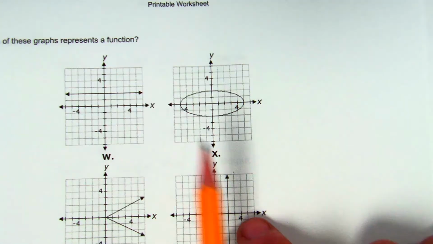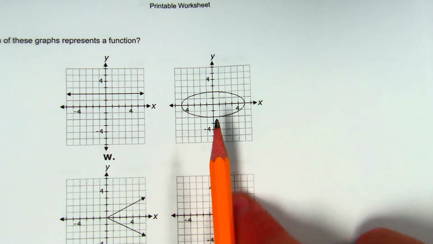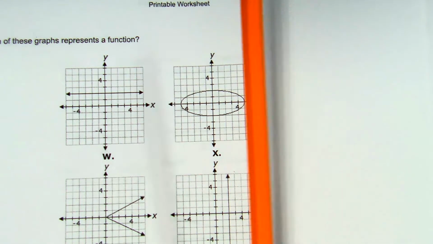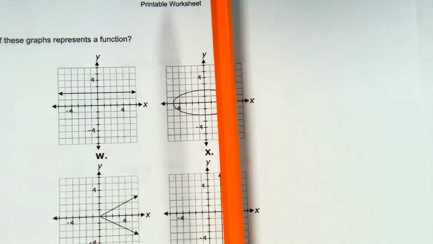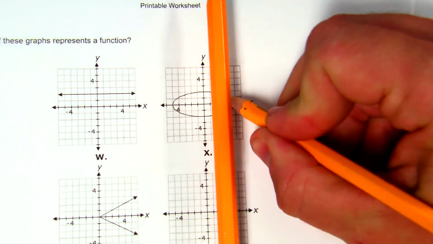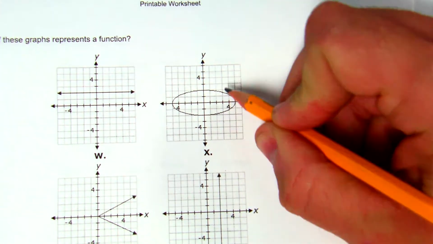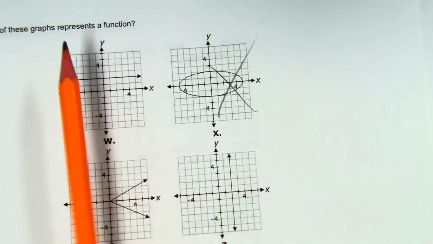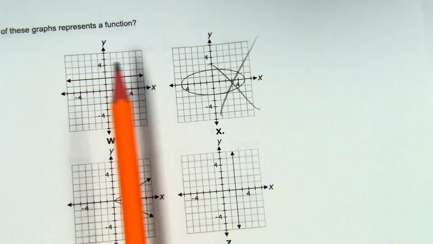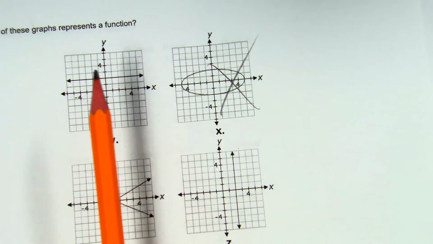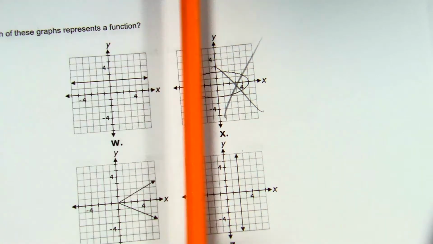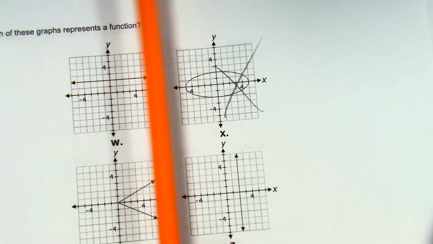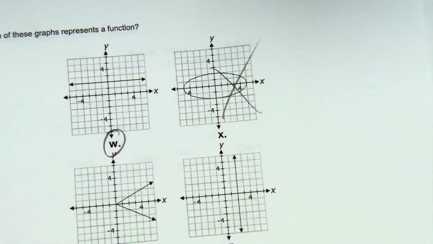Let's start down here with the vertical line. Well, a vertical line intersects a vertical line at every single point on it. So that's no good. An oval is intersecting at 2 points. See, it's intersecting here, and it's intersecting there. That's no good. So we're not going to use that one. Down here, this sideways V is intersecting at 2 points. That's no good. But the top one is just a little old line going from left to right. My vertical line test isn't intersecting the line at more than 1 point, so I know W is good.